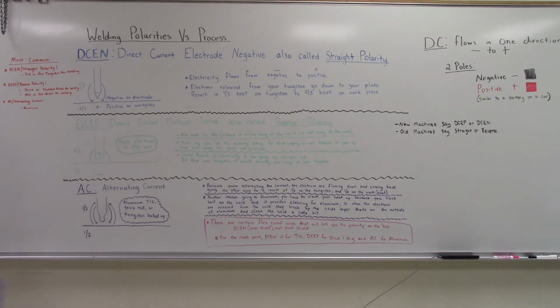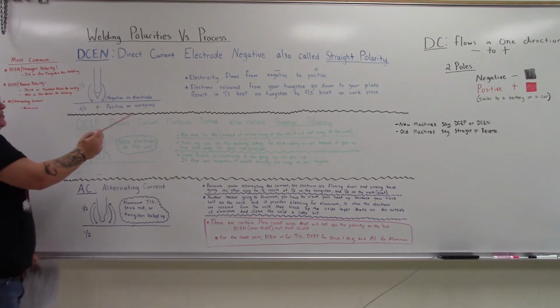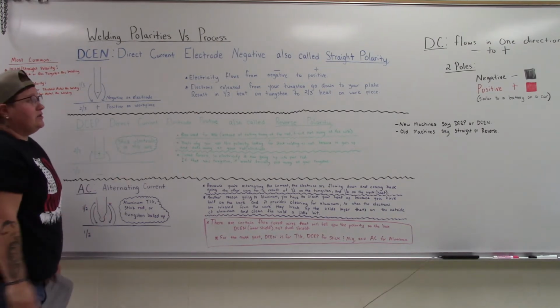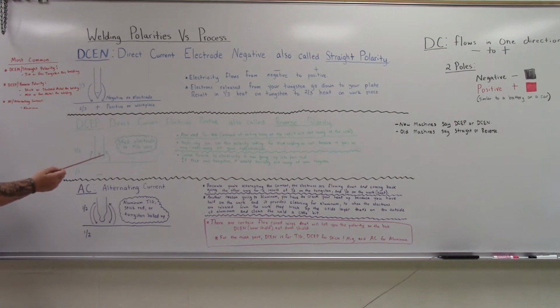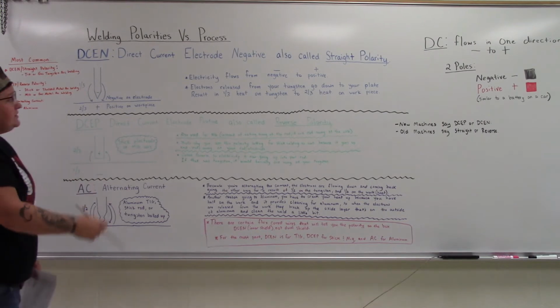The next one, DCEP, that's direct current electrode positive, also called reverse polarity. This is commonly used for stick welding or MIG welding. So this imitates either a stick electrode or MIG wire. Your electrons are flowing up into your electrode or MIG wire. Okay, so you have 2/3 heat on your electrode and 1/3 heat on your workpiece.